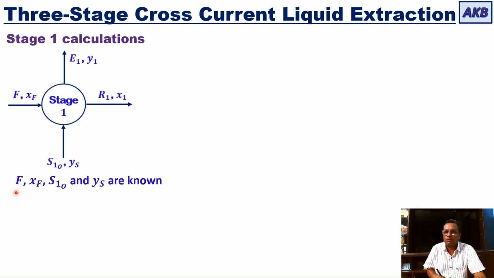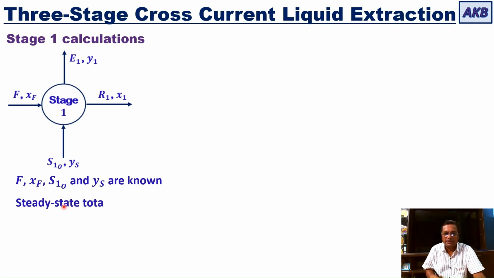F, that is mass or mass flow rate of the feed, is known to you. XF, that is weight fraction of solute in it, is known to you. S10, that is mass or mass flow rate of the solvent phase to stage number 1, is also known to you. And weight fraction of solute in the solvent phase, that is YS, is also known to you. So these 4 parameters are known to us for doing calculations for stage number 1.